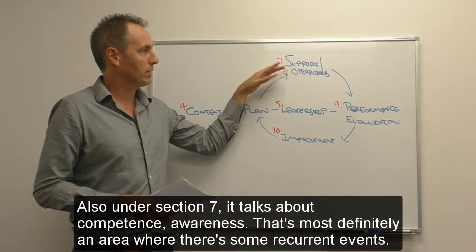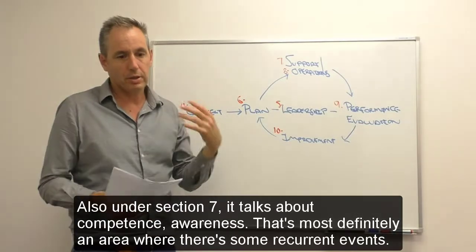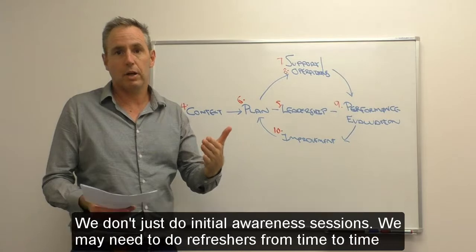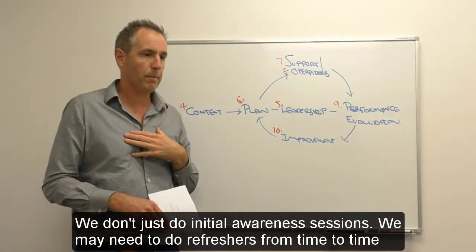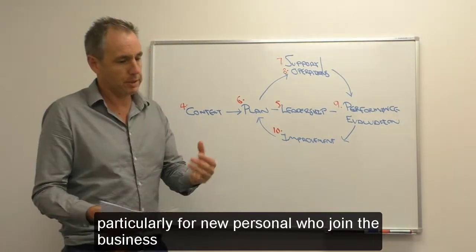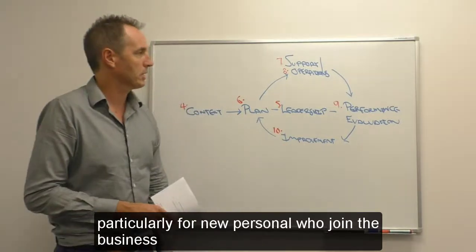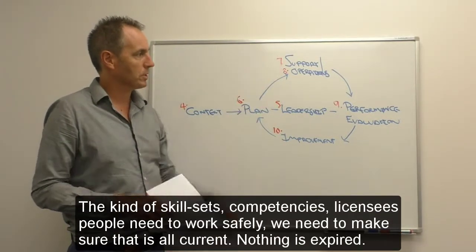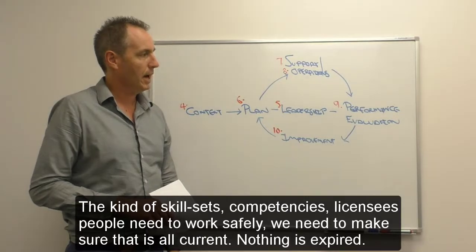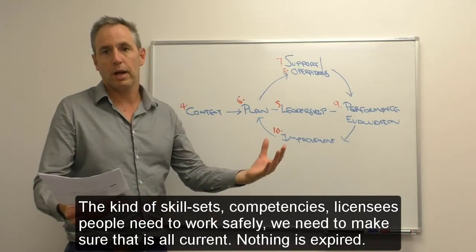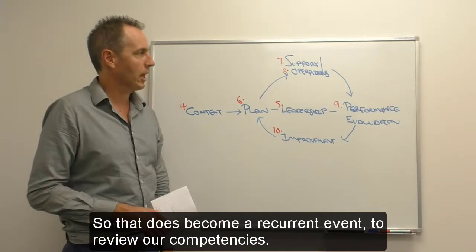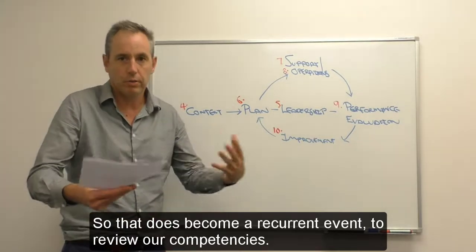Also under section 7, it talks about competence awareness. That's most definitely an area where there's some recurrent events. We don't just do initial awareness sessions. We may need to do refreshers from time to time, particularly for new personnel who join the business. The kind of skill sets, competencies, licenses people need to work safely. Again, we need to make sure that's all current, nothing is expired. So that becomes a recurrent event to review our competencies.